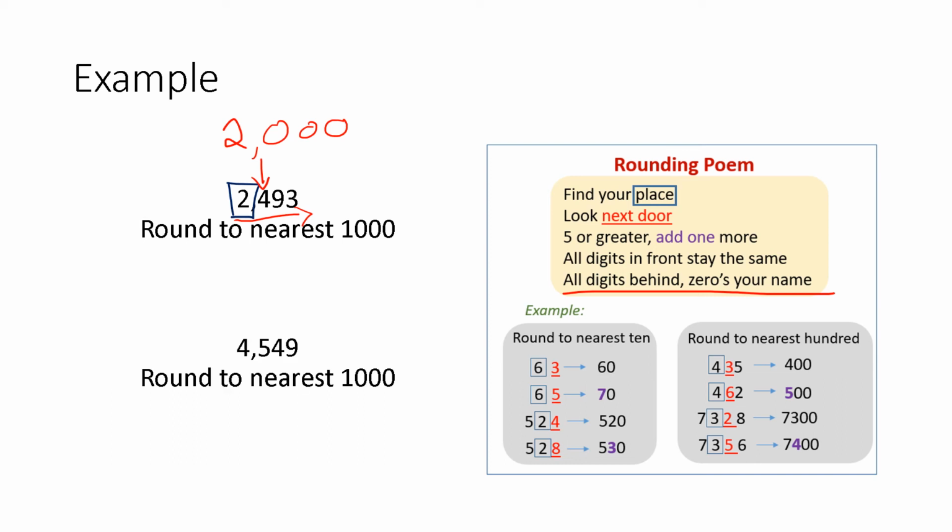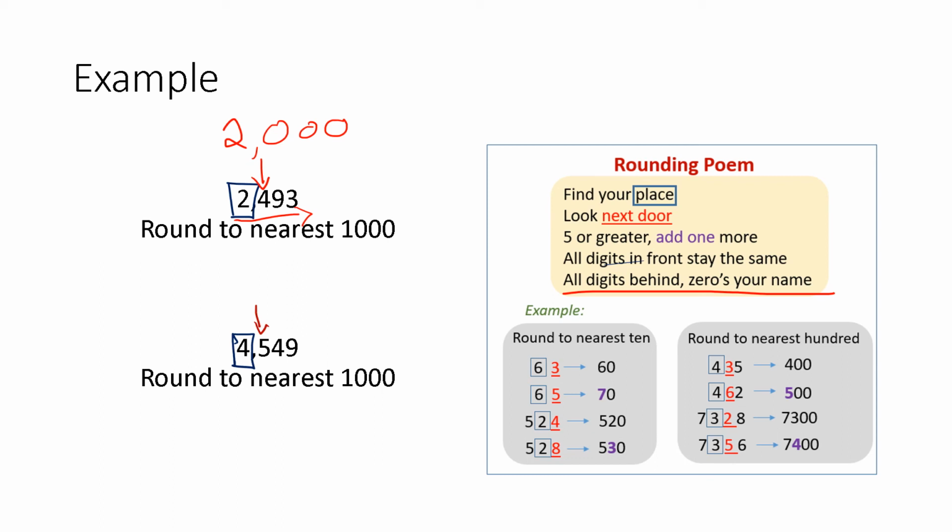How about this one, 4,549, that we're rounding to the nearest 1,000? So find your place. What is in the thousands place? In this case, it's our 4 right here. And then look next door, which is our 5. 5 or greater, add 1 more.